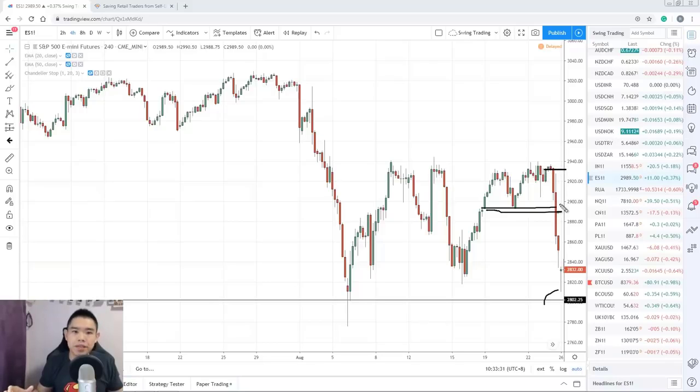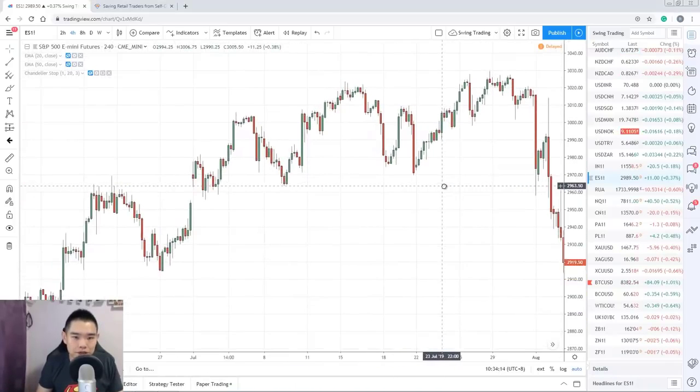Again, don't try to nitpick every single pip or tick in the market. I would say you can have 2 targets here, one possibly at this level, and maybe one just before this level over here. So give the market a little bit of room. So this is another example.